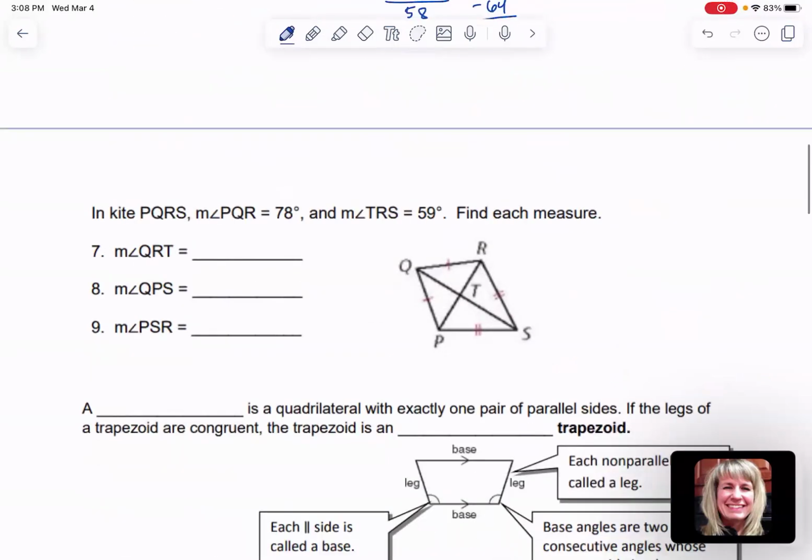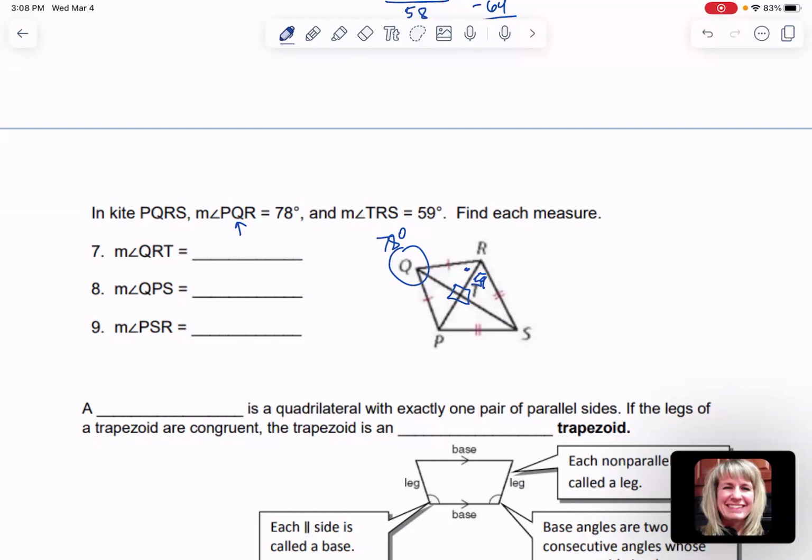Okay. In kite PQRS, angle PQR, which is this angle right here, the whole big angle, is 78 degrees. Remember, when you name angles, the middle letter is the vertex. The other 2 letters just tell you which direction you're going on the rays that create the angle. Angle TRS, which is this angle right here, is 59. Again, these are right angles right here. Find the measure of angle QRT, which is this angle right here.